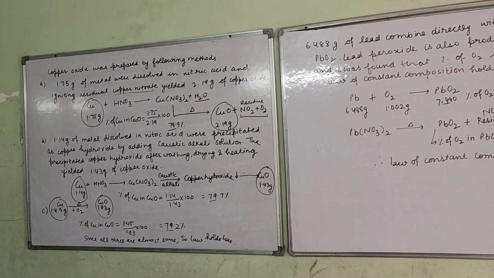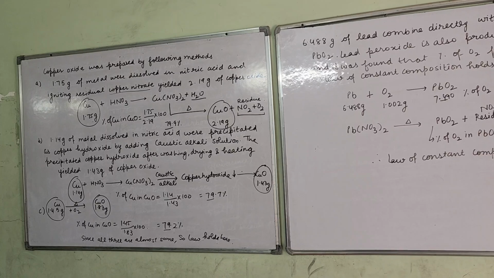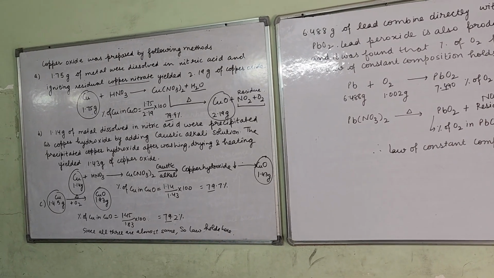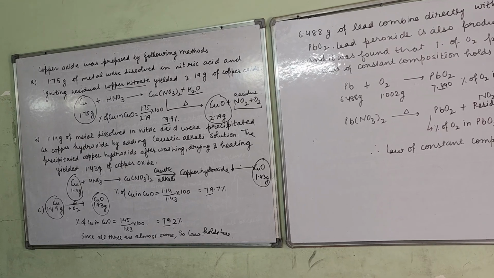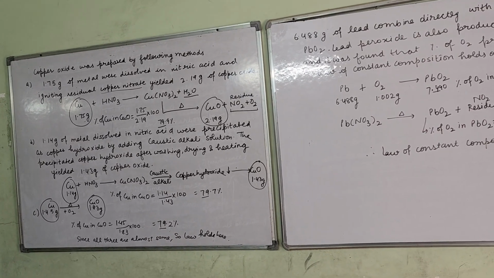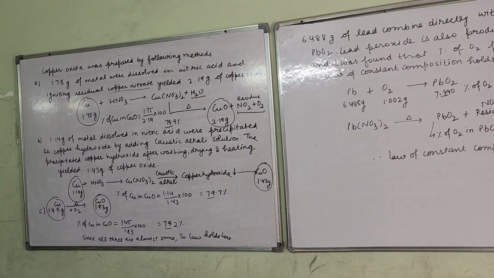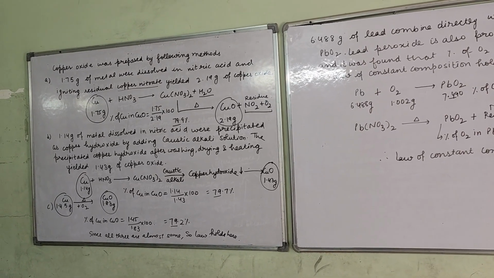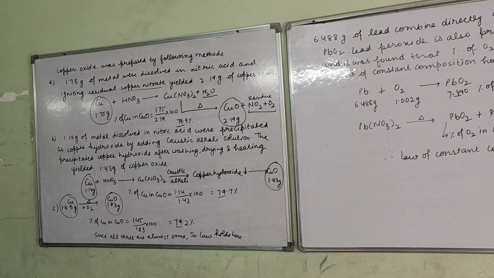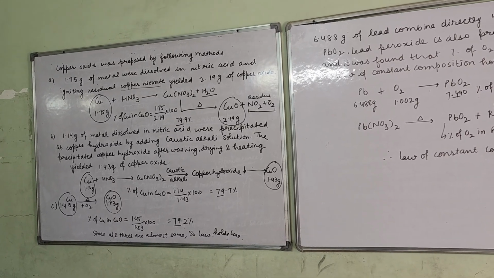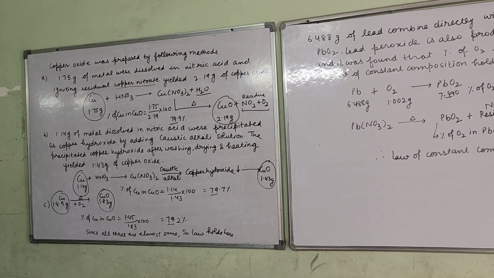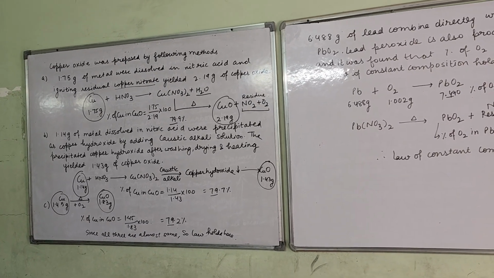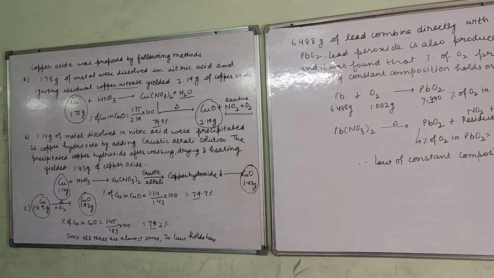So in this part, we got to know 1.14 gram of copper yields 1.43 gram of copper oxide. By calculating in a similar way, we got the percentage almost the same, 79.7. And in the third case, we came to know that 1.4 gram of copper yields, on heating in presence of air, 1.83 gram of copper oxide. And in this case also we got the percentage as 79.2%. Since all the three percentages are almost the same, the law holds here.